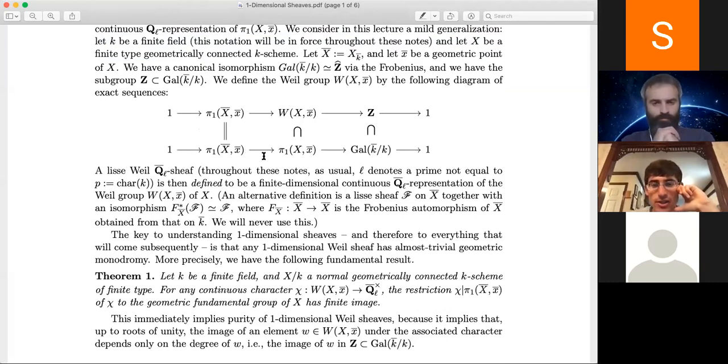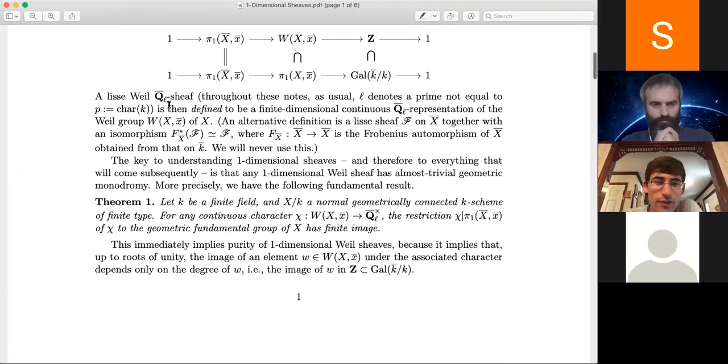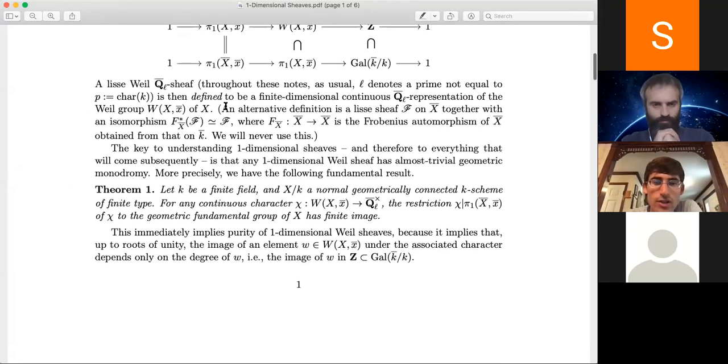So you have this exact sequence. Here's the geometric fundamental group. Here's the full fundamental group of X. Here's the Galois group. The preimage of Z is the Weil group of X. Okay. So a lisse Weil sheaf, or Weil Q_l-bar sheaf, is defined to be a finite dimensional continuous Q_l-bar representation of the Weil group, okay?